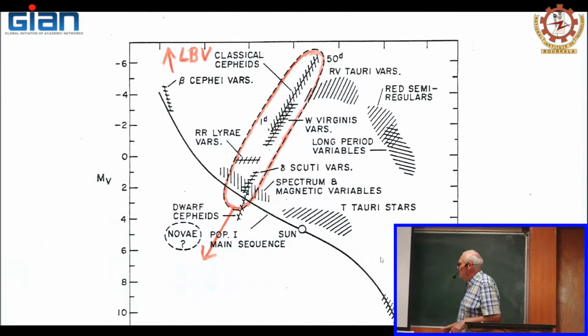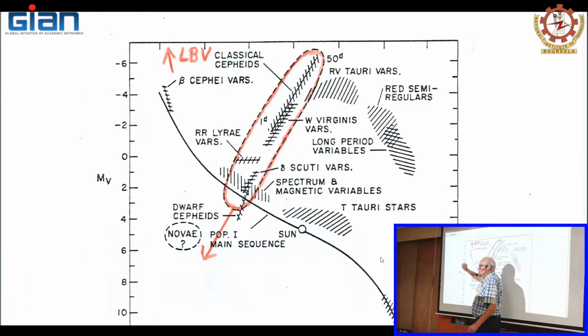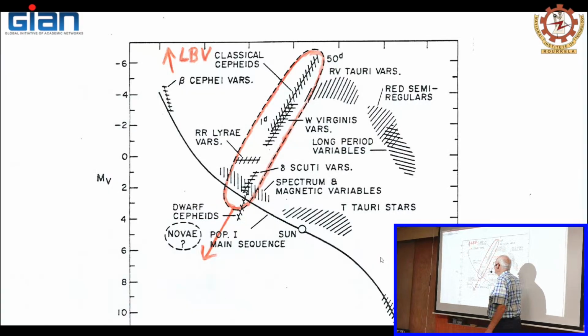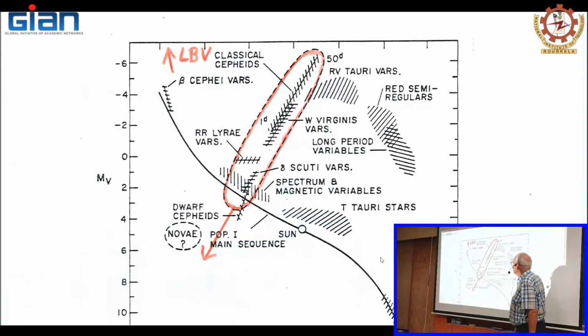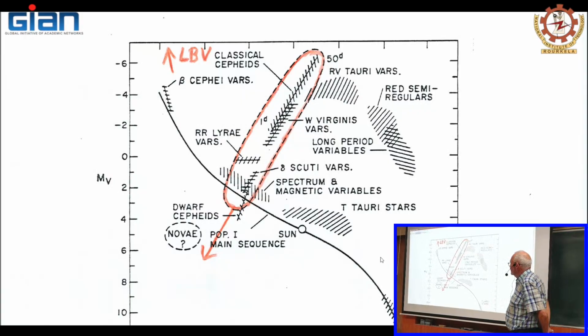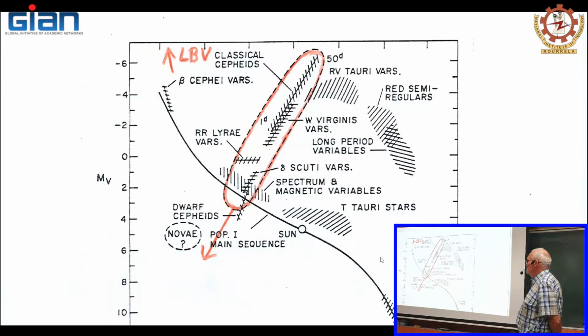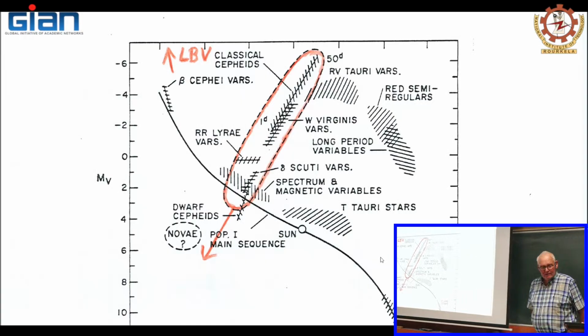Perhaps I should mention another class which is not shown in this diagram, which is found at the upper end of the diagram, the so-called luminous blue variables. They are not covered in this diagram, but these are also stars which are strongly variable and which we will address in the course of this lecture series as well.